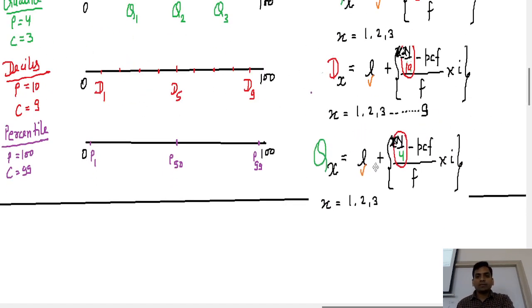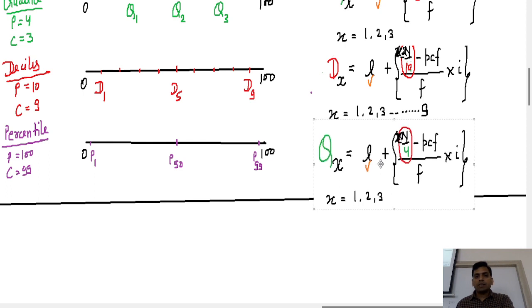Next is percentile. I think now percentile is clear. So for percentile, what we will write? P. So we will put Px and this quantity divided by 100 because of 100 parts. And 99 percentiles are there. That's why you can put x is equal to up to 99. Is it clear? Formula is clear.